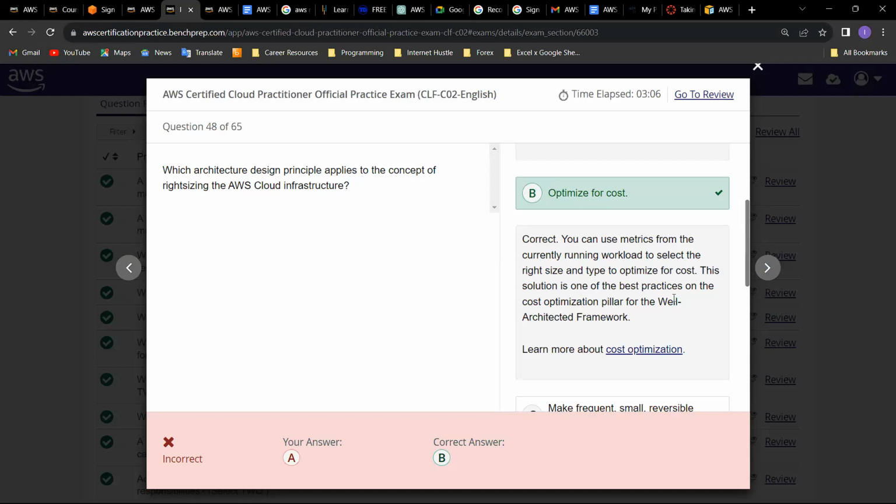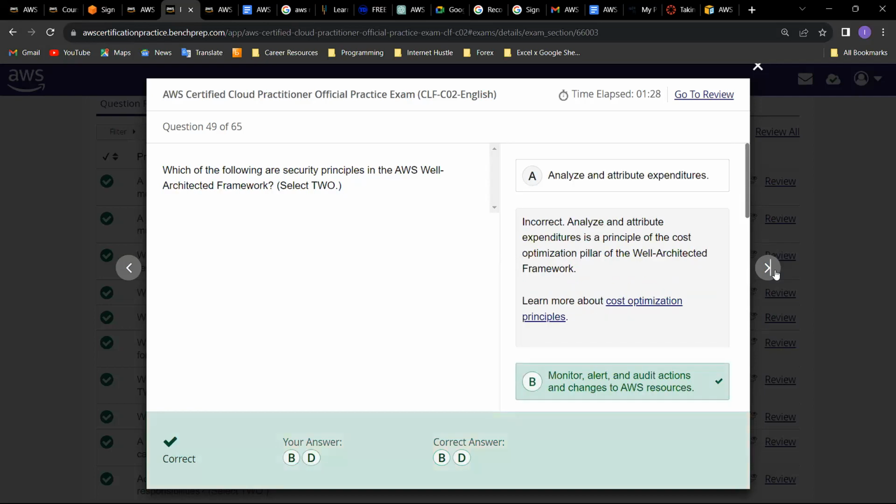Okay, so now we know that immediately we see right sizing, we are talking about costs.